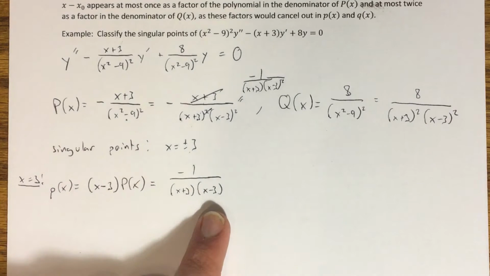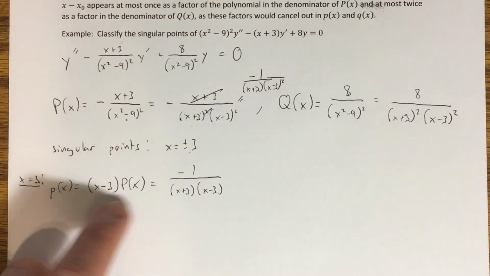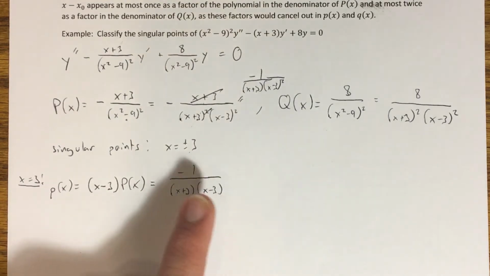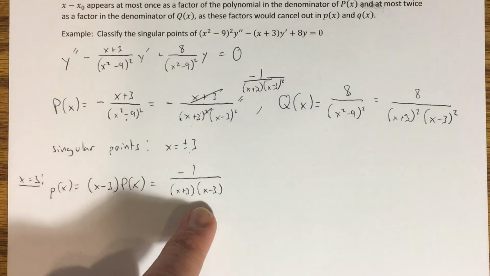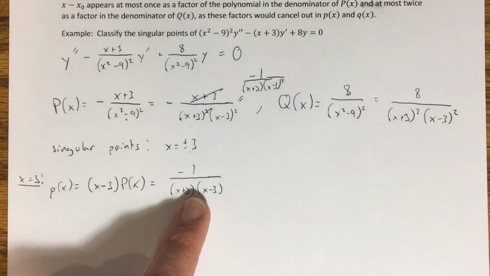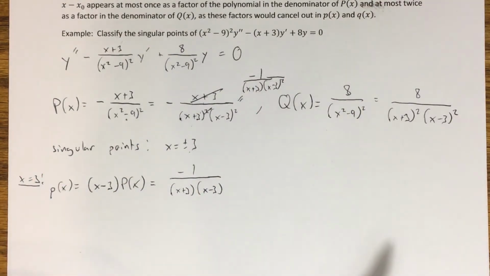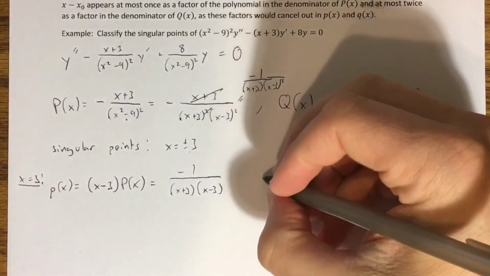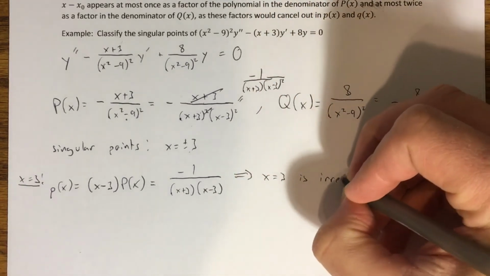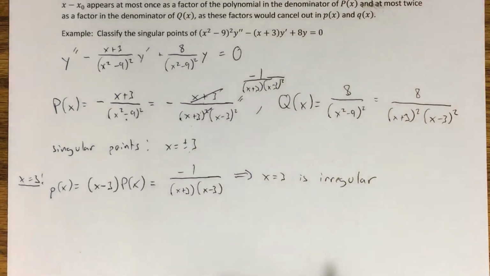Okay, now this function, even after multiplying big P of x by x minus 3, still has an x minus 3 in its denominator. And so that means that little p of x is also undefined at the singular point 3, which means that this function is not analytic at 3. So having already determined that little p of x is not analytic at the point 3, I don't need to go and check q of x. We already know that x equals 3 is irregular. That's an irregular singular point.